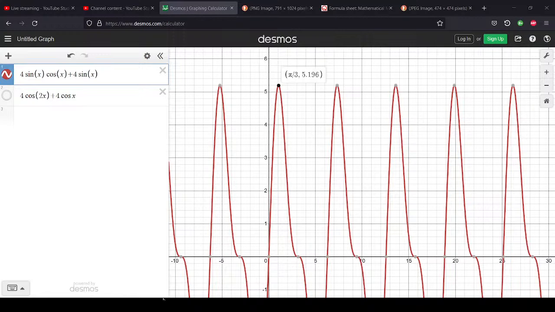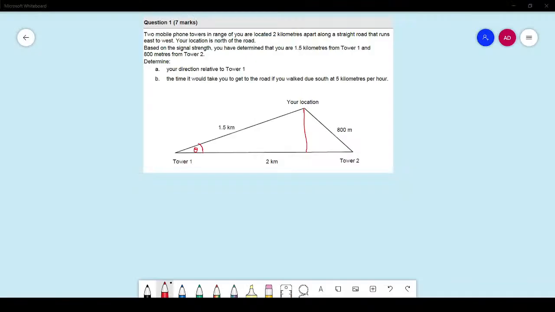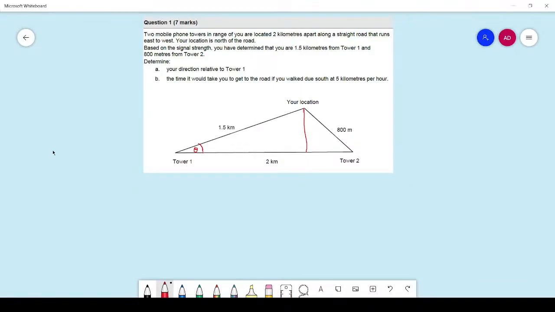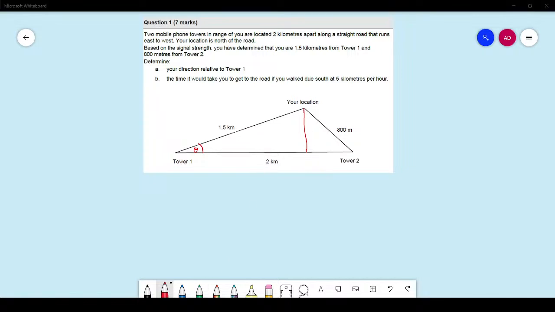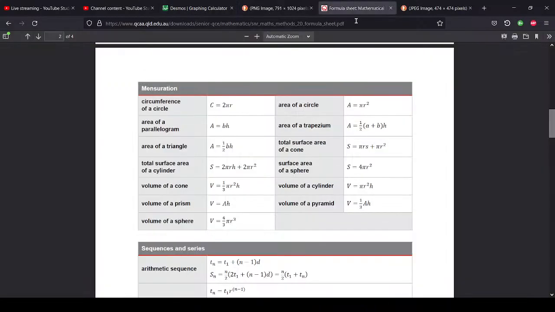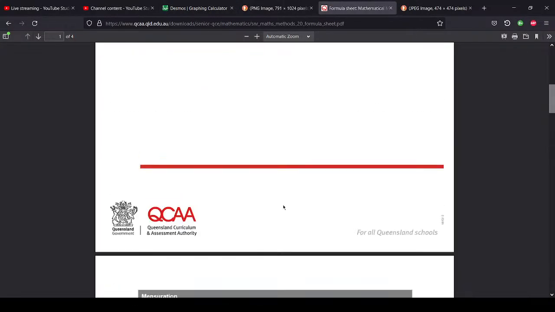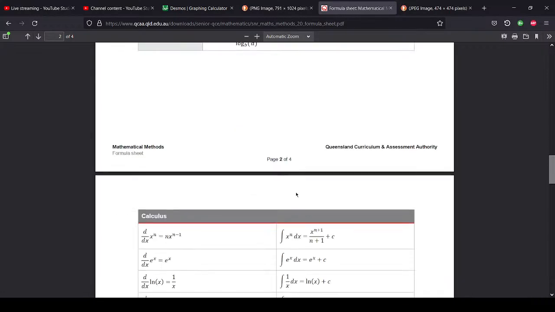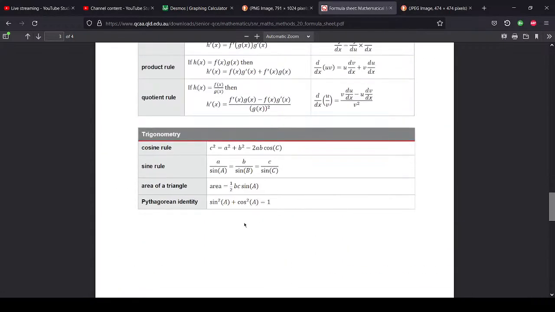Let's have a look at the, oh no, I was on this wrong screen. This is question 1 here for paper 2. Mobile phone towers, blah, blah, blah. Non-right angle triangle. Determine your direction relative to tower 1 is just this angle here. Tower 1 back to your location. And part B, the time it would take to get to the road if you walk due south, so our location straight south, we'll need to find the length of this here. Non-right angle triangle, so we will find a formula from our sheet that gets provided for a non-right angle triangle to find some information. Okay, here we go.